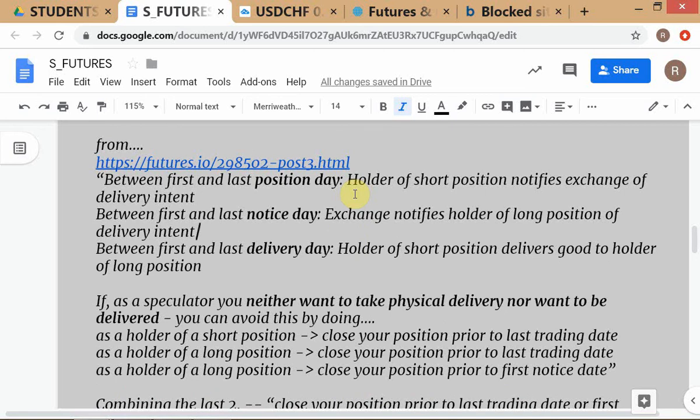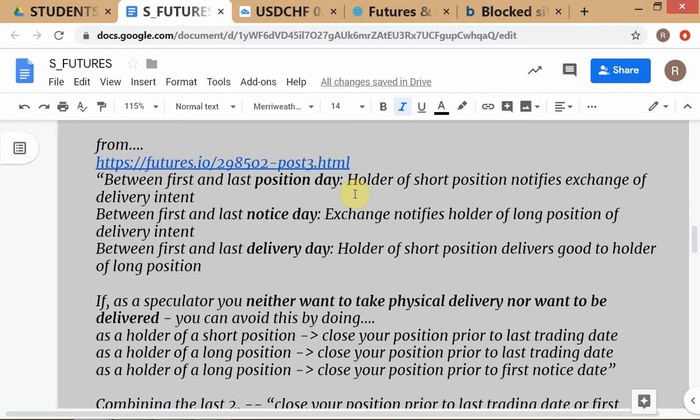So the exchange already knows that there are certain physical deliveries to be made. Let's say, in the case of 10 contracts, there will be physical deliveries. Now the exchange is not going to sit with the physical delivery. The clearinghouse will not take the delivery. The clearinghouse is always in and out. They square everything.